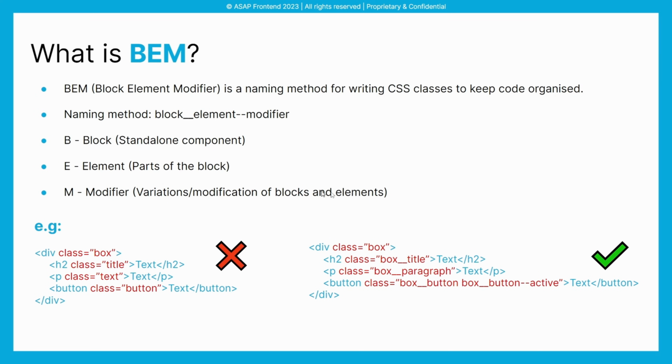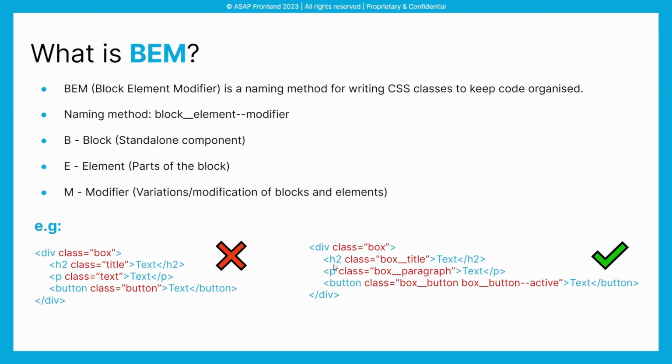So if we take a look at the example on the bottom right, within the box we have a H2, paragraph, and a button, all within the box. Now these are all elements that are within the box block. So what do we do? Well, let's take a look at the naming method. It goes block __ element.